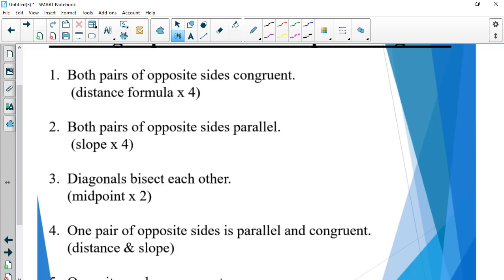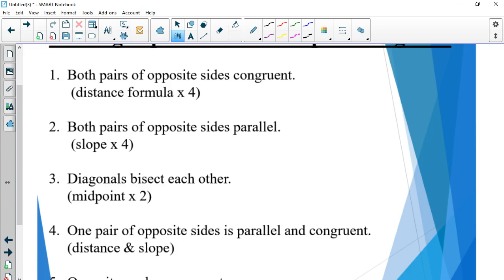If you prove both pairs of opposite sides are congruent, you could do the distance formula on all four sides. It would be a parallelogram. If you prove both pairs of opposite sides parallel, do the slope 4 times. The diagonals bisect each other, so you find both midpoints. One pair of opposite sides is parallel and congruent, distance and slope. So those are your choices for proving something to be a parallelogram.